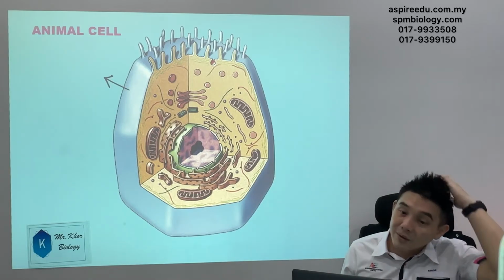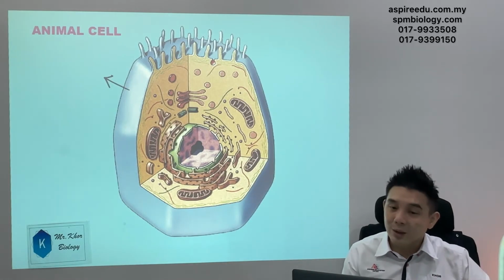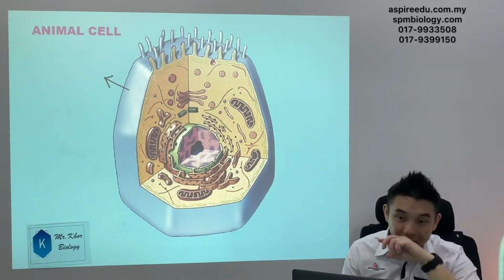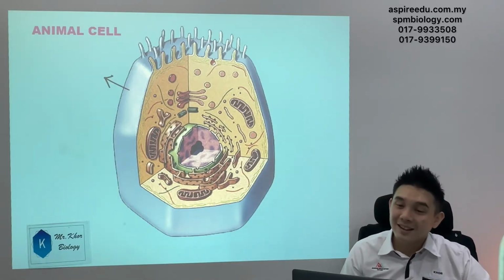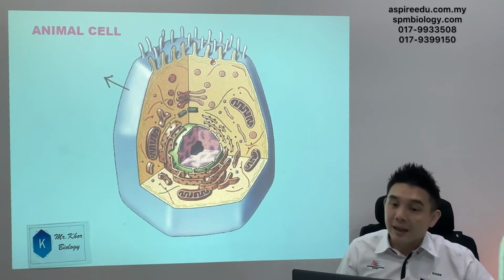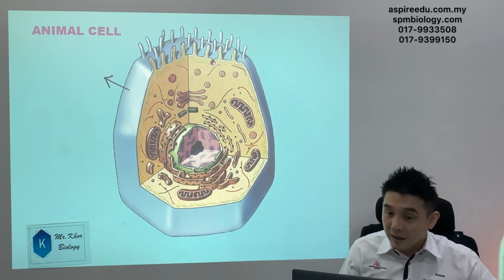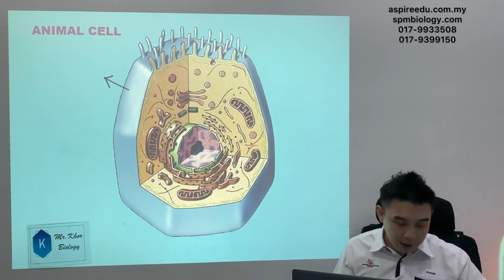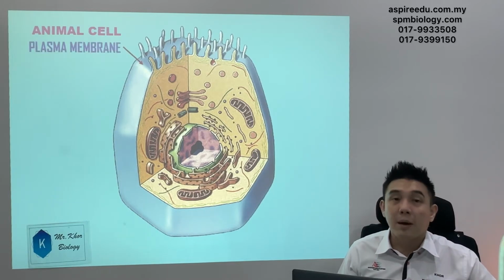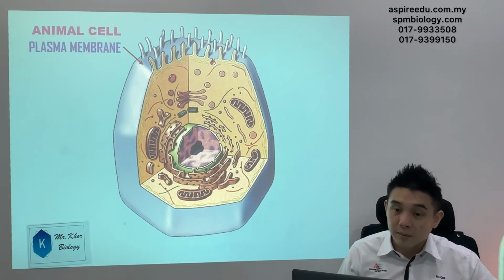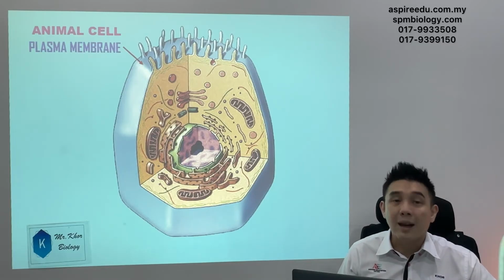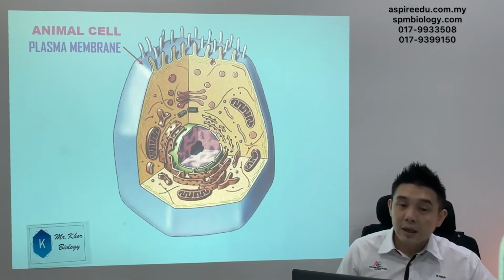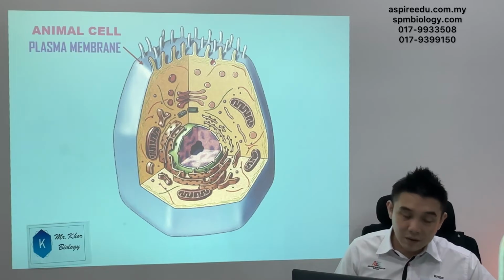This is an animal cell though. Vacuole. Hey, hello. This is an animal cell. Where got vacuole? Where got cell wall? Cell membrane. Last time you guys learned this as cell membrane. Dalam BM membran cell. But now, guys, you have to learn it as plasma membrane. Dalam BM membran plasma.